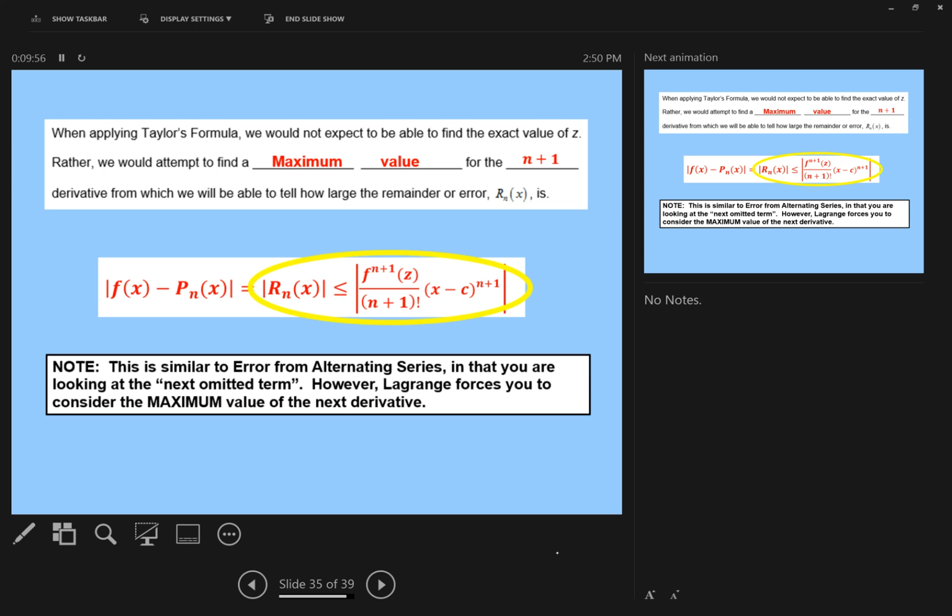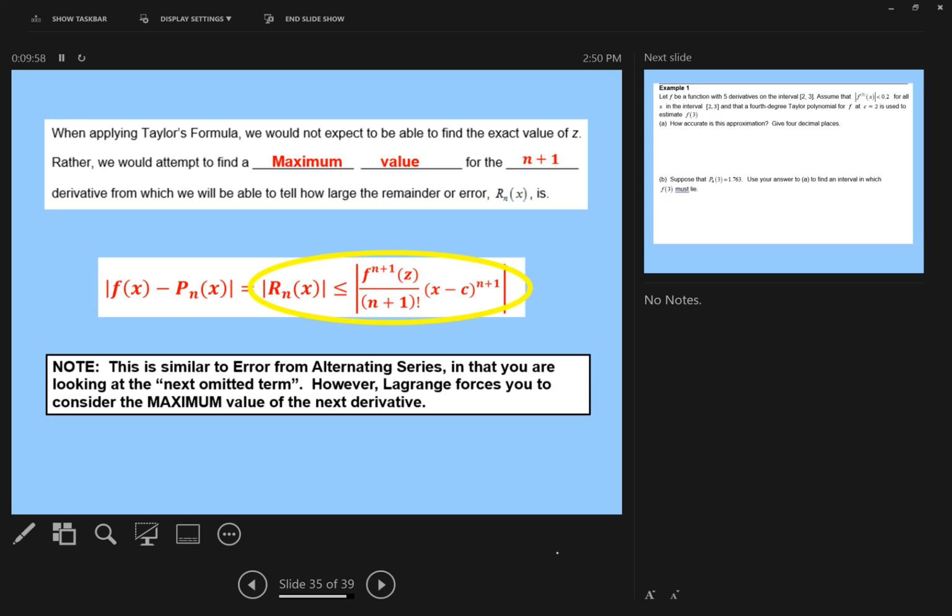So how do I find this maximum? All right, it's similar to alternating series in that you're looking for the next omitted term. However, Lagrange forces you to consider the maximum value of the next derivative. It's going to be very rare that you know the exact value of the next derivative. Okay, so let's see how it works.